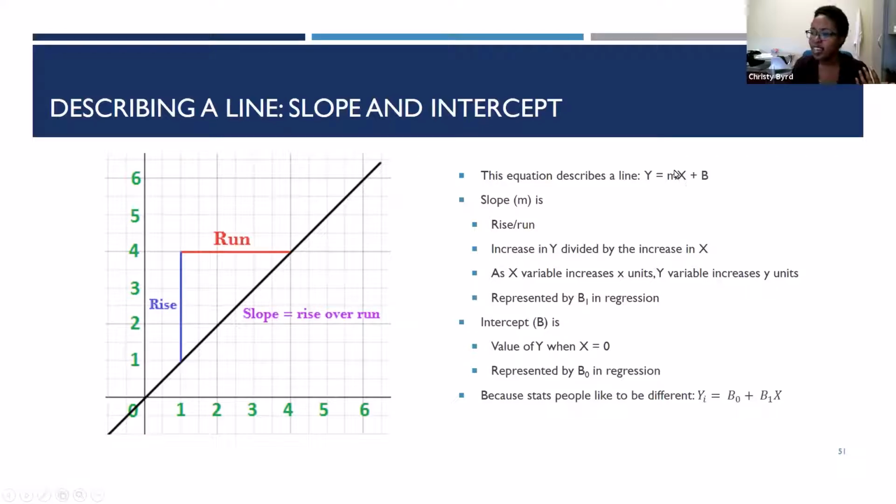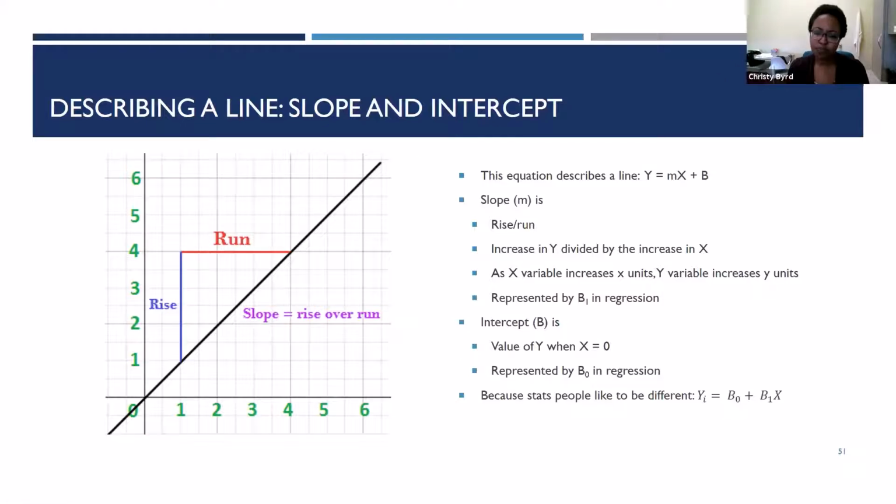So the m in our line equation is the slope, and that's defined as rise over run, or the increase in y, rising, divided by the increase in x, you're running. Now the way to say this is as variable x increases x unit, y increases y units. So again, this is represented by that beta sub 1. Our intercept, which is b in this equation, and beta sub 0, is the value of y when x is equal to 0. Another way of saying it is where does the line cross the y-axis.